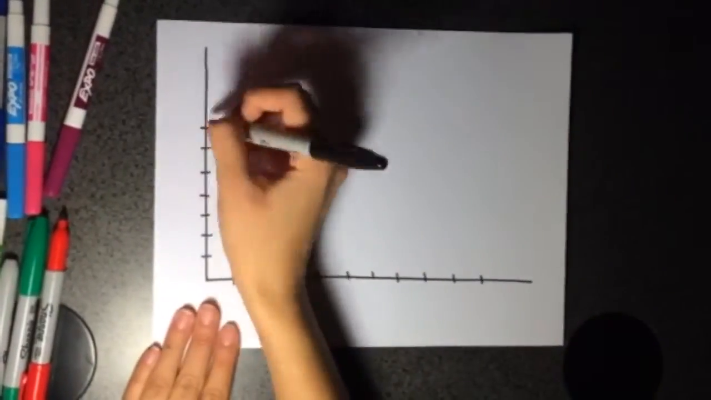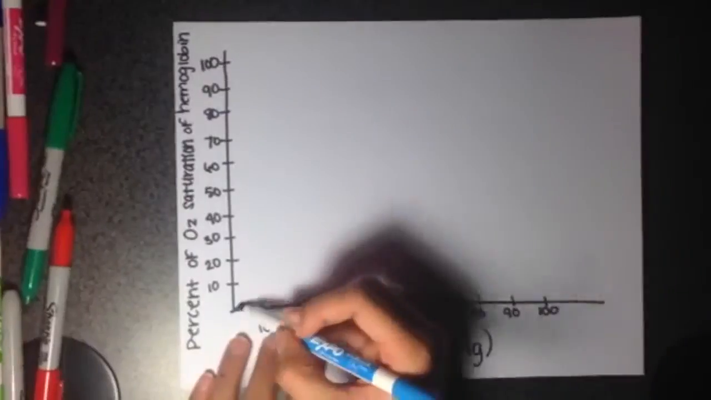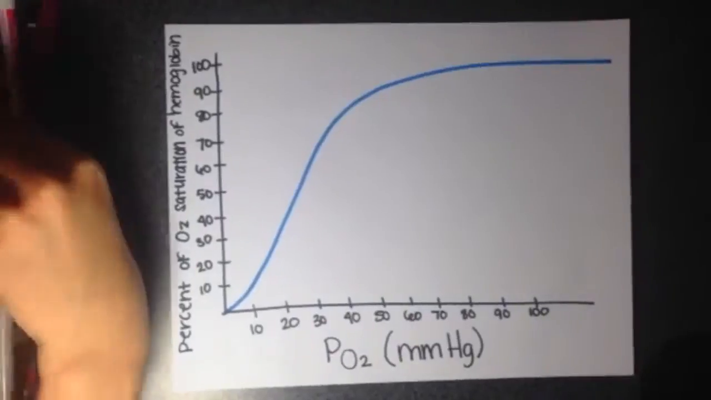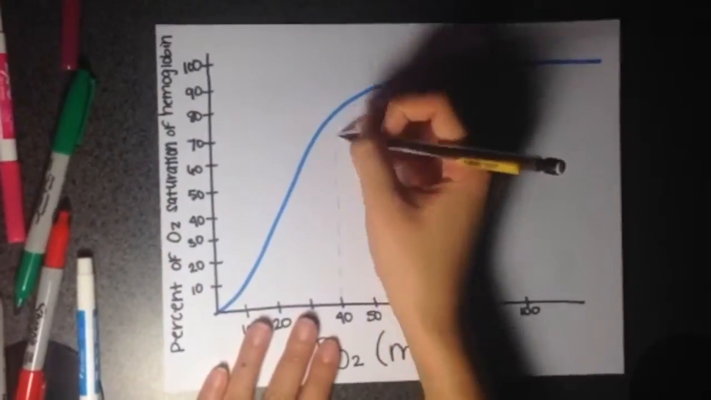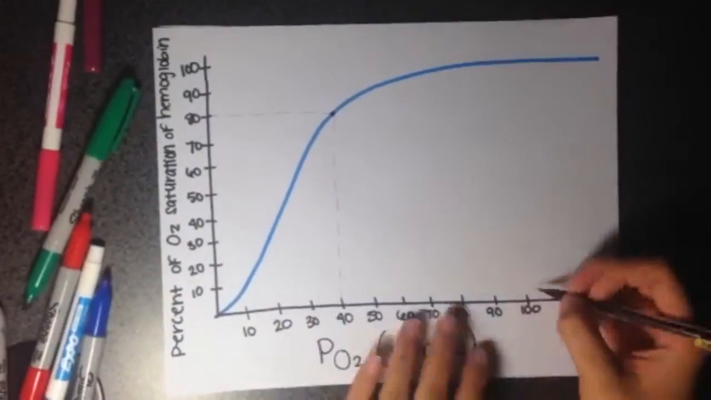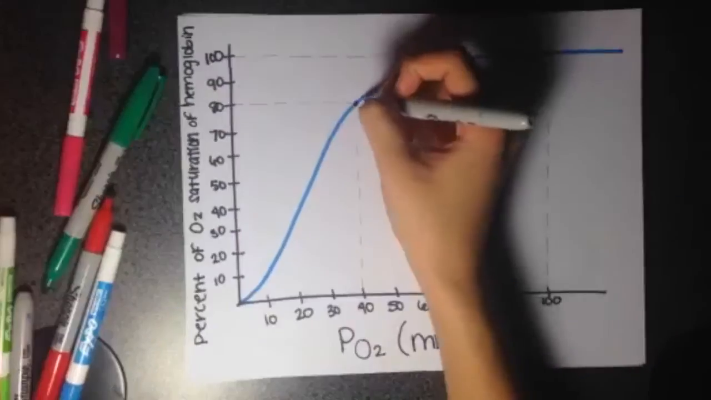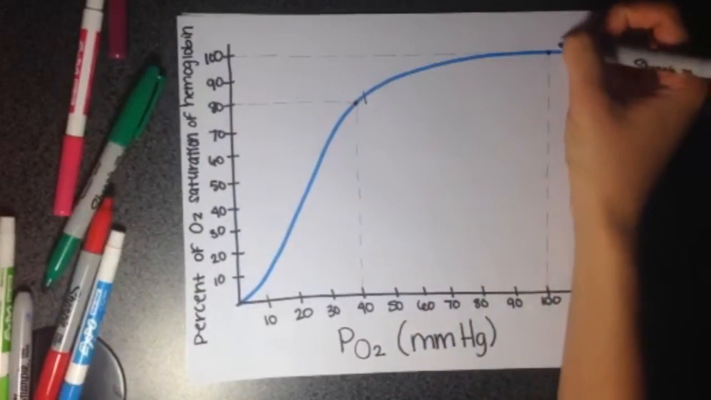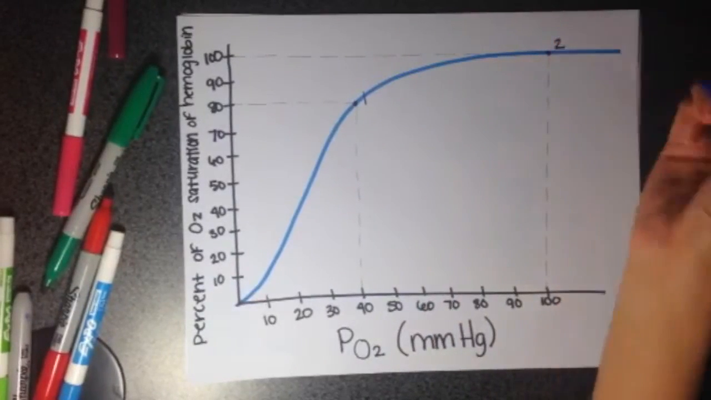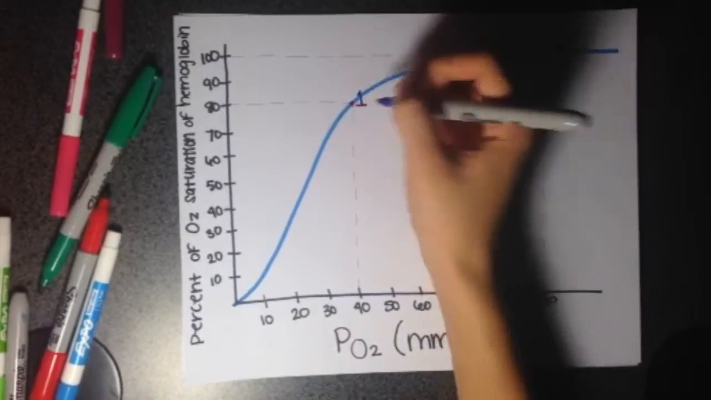This is the oxygen-hemoglobin dissociation curve. This graph explains how the properties of hemoglobin affect oxygen binding in the lungs and oxygen release in the tissues. The spot marked number 1 shows that in the tissues where pressure of oxygen is low, hemoglobin is less saturated with oxygen. The spot marked number 2 shows that in the lungs where pressure of oxygen is high, hemoglobin is fully saturated with oxygen.